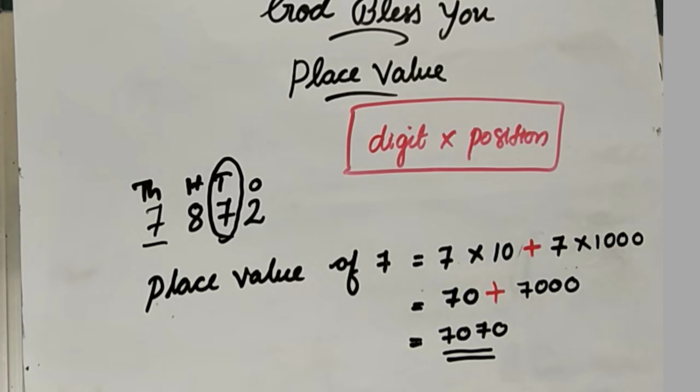So if the digit in a number is repeating and we need to find the place value, what we need to do is add the values together.